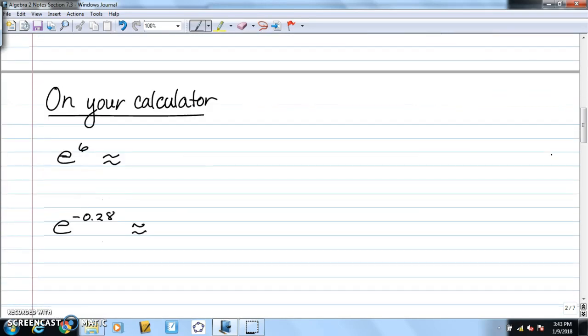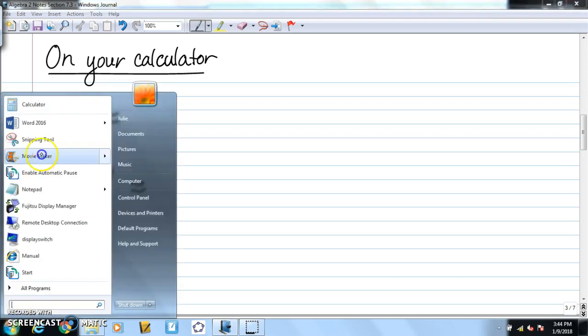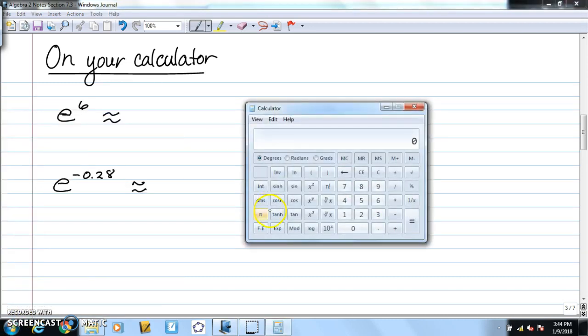Okay, on your calculator. So on your calculator, scientific calculators will have a button, e, and so all you're doing is taking that and carrying it to whatever power you have. So if we want to put e to the 6th in, we'll grab the calculator here. And let's see, I guess this one doesn't have an e.